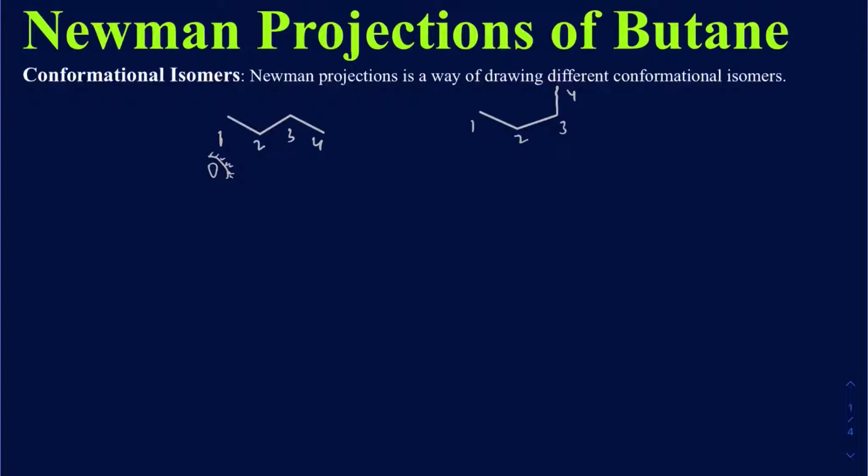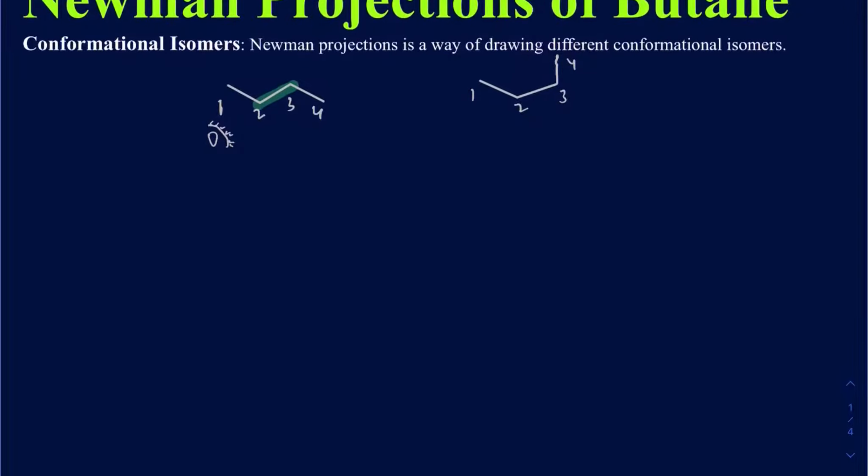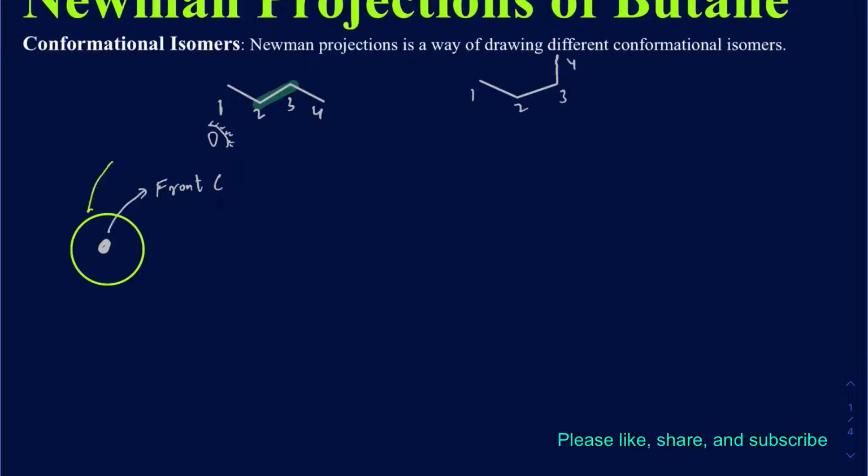So that means your 2 is going to be the front carbon and 3 is going to be the back carbon. And then you've got to draw out what's connected to the second carbon, and also what's connected to the third carbon. Your front carbon is always going to be at the center. So this center right there is going to be your front carbon. And then your circle is going to be the back carbon. So I'll go ahead and draw a circle here. That's going to be your back carbon in this particular case.